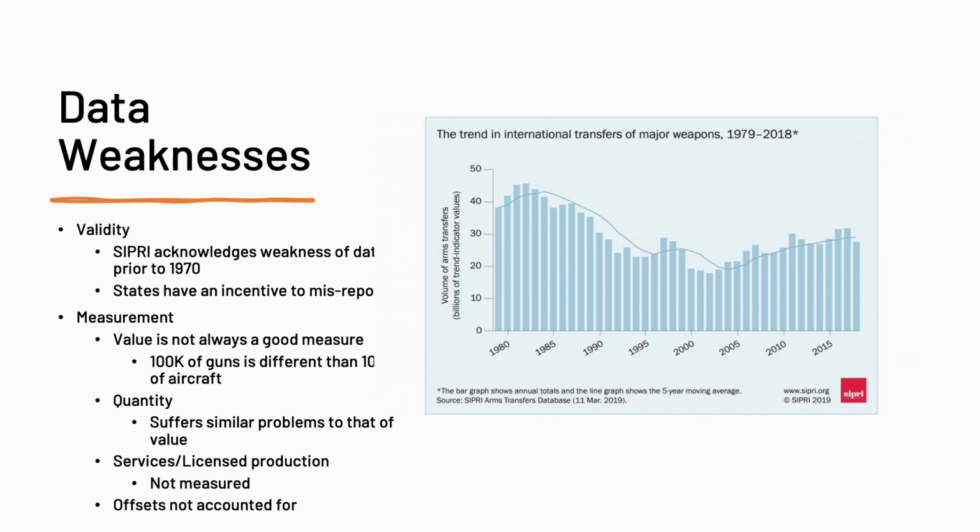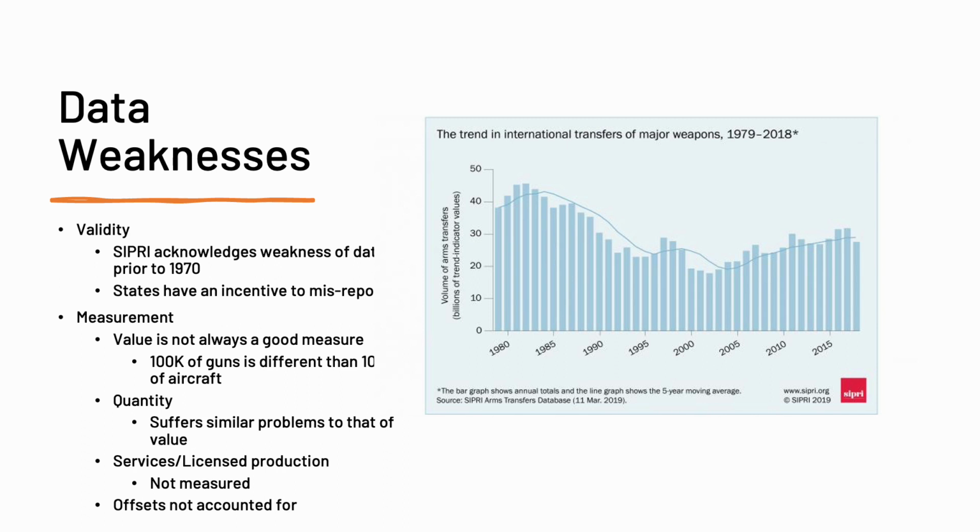Now, it's trend indicator values. So it's not directly speaking to the value of arms. It's talking about more of a measurement of value that approximates how much arms is actually being transferred. So it's not the exact amount of money, but it gives you an idea of the trends of the values of arms transfers through time.